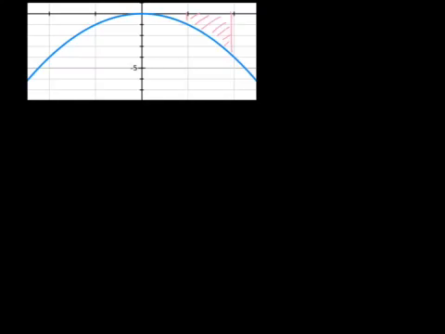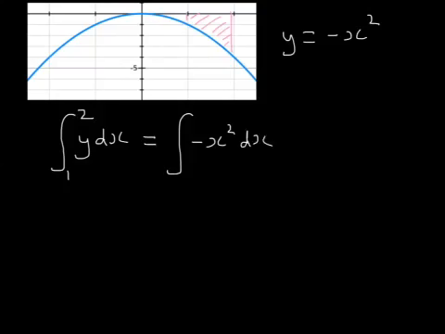In this question we want to find out the value of that red shaded area there. So it's y dx from 1 to 2, and the equation of this graph is y equals minus x squared. So what we need to do is to integrate minus x squared dx from 1 to 2. What function is it that differentiates to minus x squared? Well, it's minus a third x cubed. You may be able to see where this is going, but I'm going to carry on.